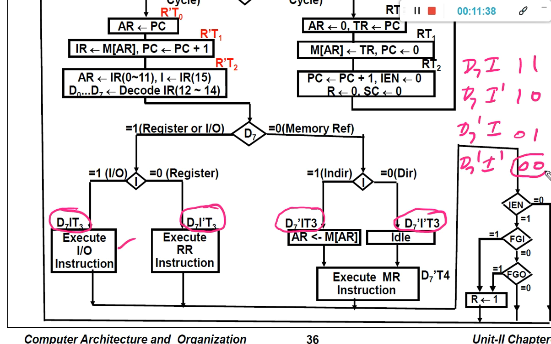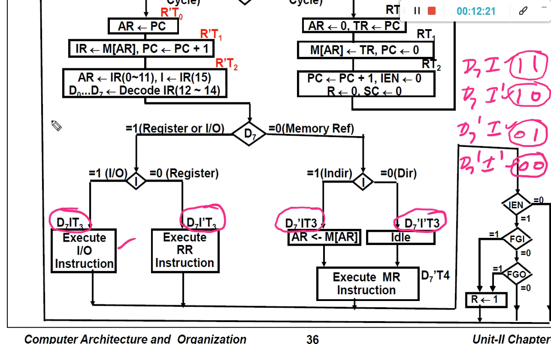0 0 represents memory reference instructions direct mode, and 0 1 represents memory reference instructions indirect mode, and 1 0 represents register reference instructions, and 1 1 represents input output instructions. Okay, so like this we can easily recognize. Start from the bottom: memory reference instructions direct, memory reference instructions indirect, register reference instructions, and IO instructions.